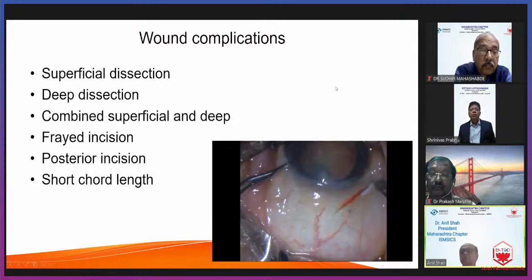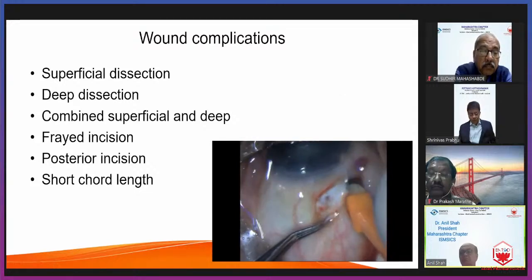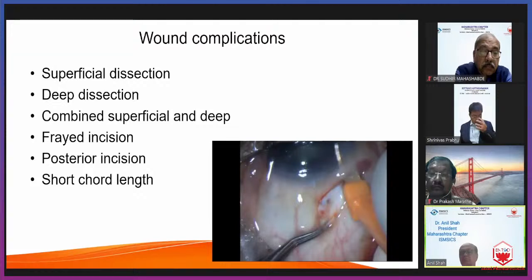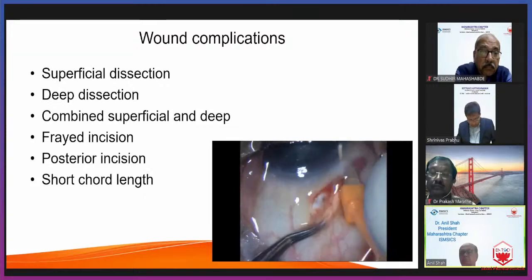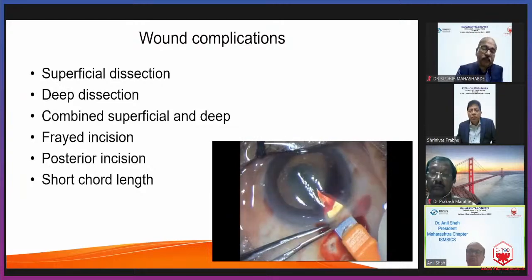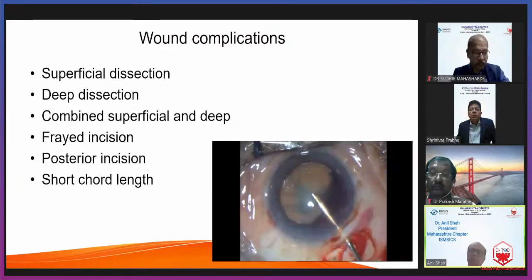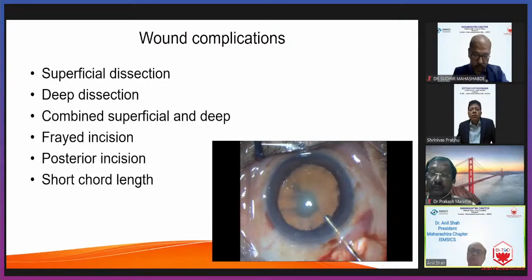And with the transconjunctival, as with the peritomy, you can get complications, and there are many. You can get a superficial dissection, you can get a deep dissection, you can get a combination of both, you can get a frayed incision, you can make a posterior incision, whatever. And that is one of the examples there.